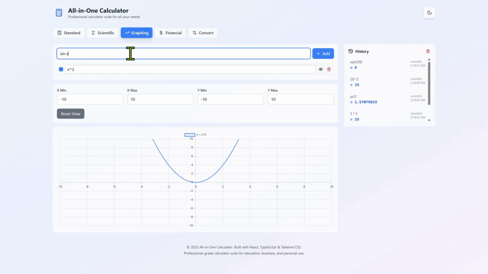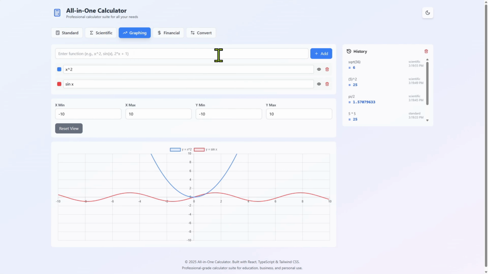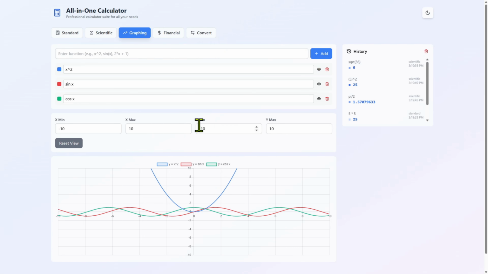But the magic happens in the graphing calculator. Instantly visualize multiple functions on the same plane. And when you need a closer look, just adjust the view to focus on what matters.